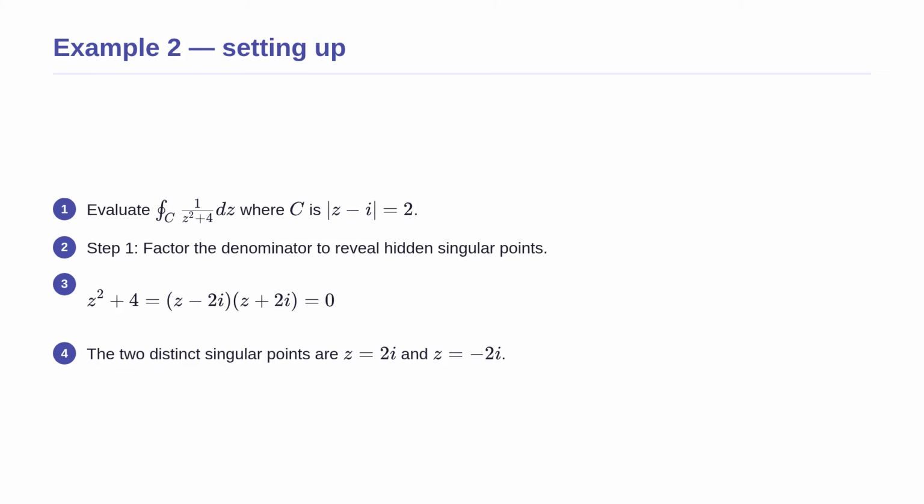We need to evaluate a new integral, where the function has a quadratic term in the denominator, specifically z squared plus 4. The boundary for this problem is a circle centered at the imaginary unit i with a radius of 2. We will use the exact same strategy as before. First, we set the denominator to 0 and factor it. Taking the square root of a negative number yields imaginary roots. We find 2 distinct singular points for this function, 2i and negative 2i.